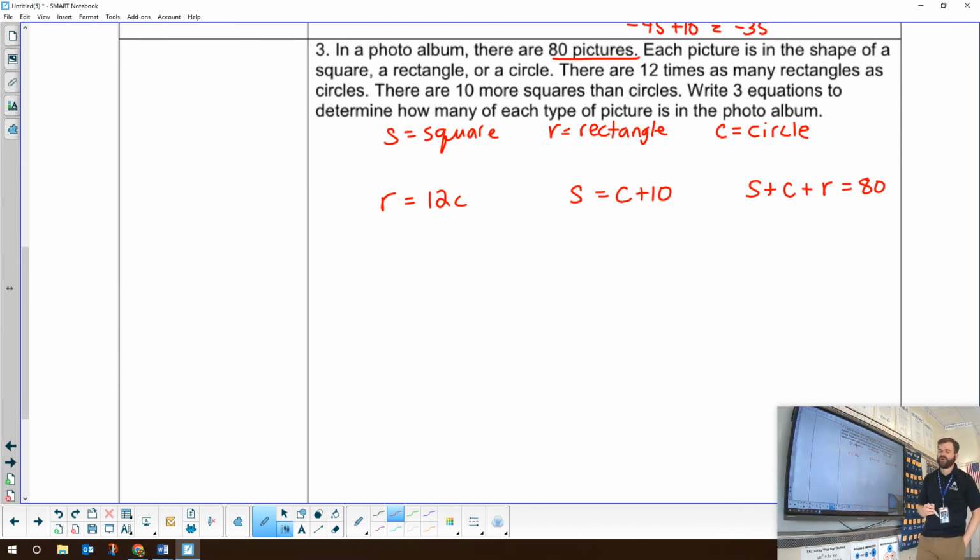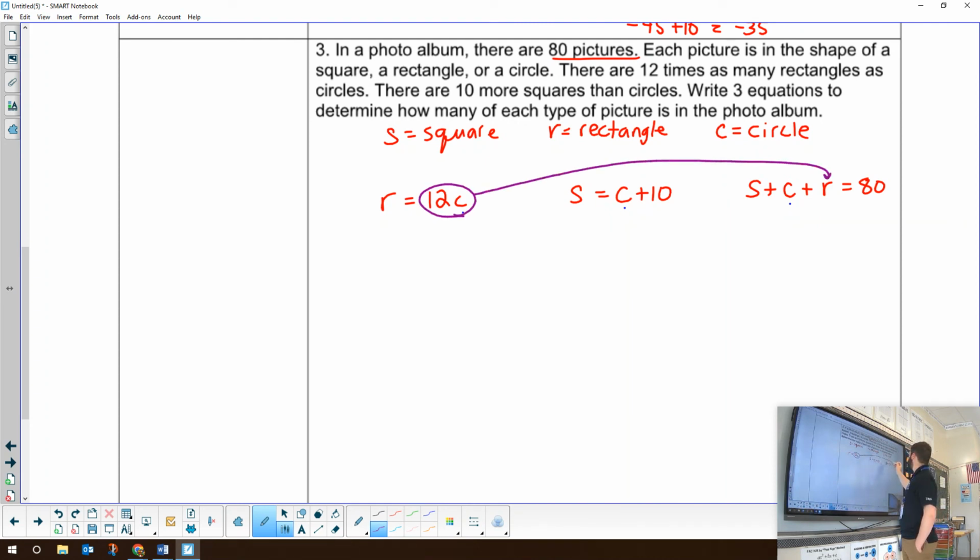All right, just like we did before, we're going to think about, okay, which number is in all three equations. And then we're going to get that number to the other side so we can plug it in. So I'm looking at this and I'm just saying, oh, this is too easy. There's a C in each one of these, right? So what I can do is I can take this value for R, plug it in for R. I can take this value for S, plug it in for S, and then I've created an equation that only has one variable. So instead of S there, I can have C plus 10 plus C plus, instead of the R, I'm going to have 12C, and that's going to equal 80.